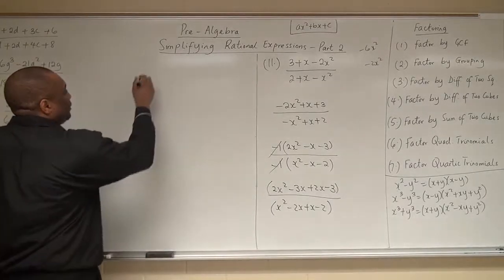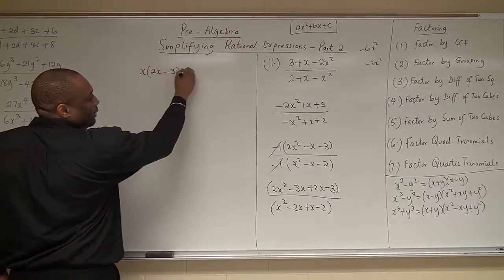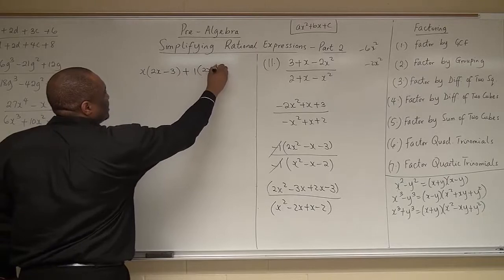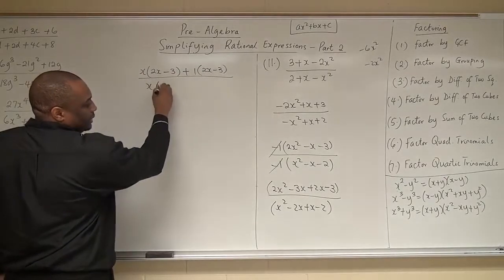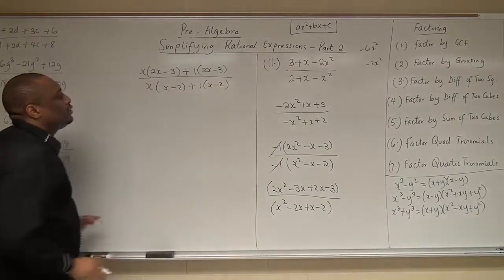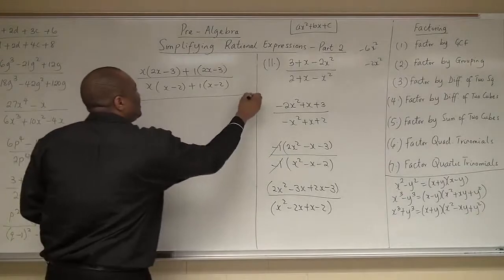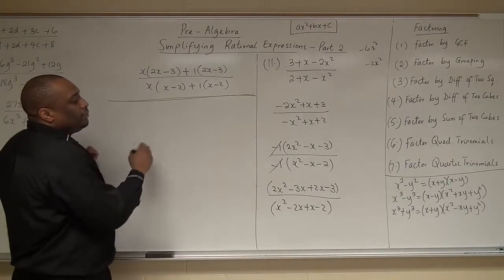So this will give us what? x, and we have (2x - 3). Plus 1, (2x - 3). All over, that will give us x, (x - 2). Plus 1, (x - 2). This is the horizontal method. Okay, some folks will still say, why don't I do this with the vertical method? This is with the vertical method.